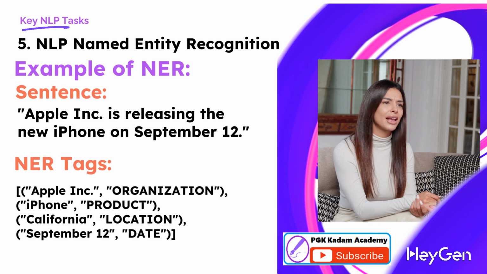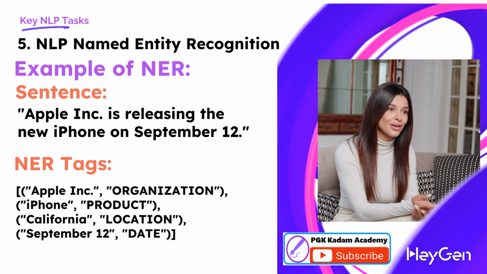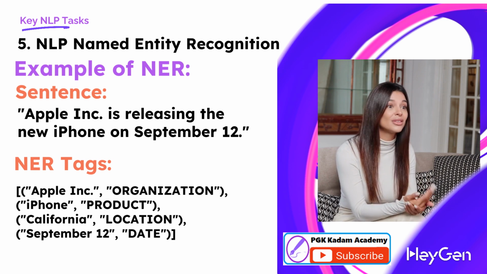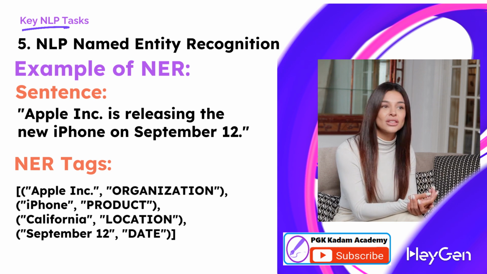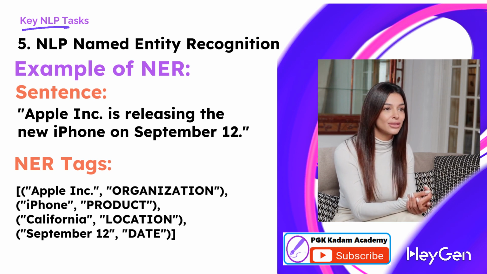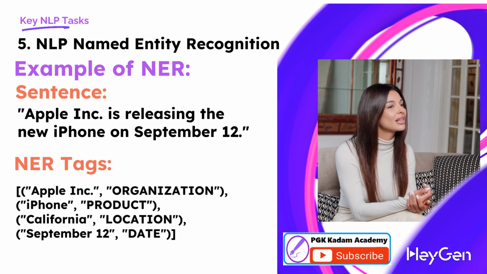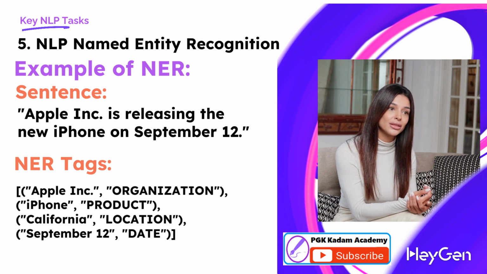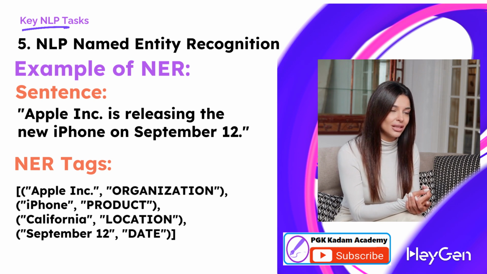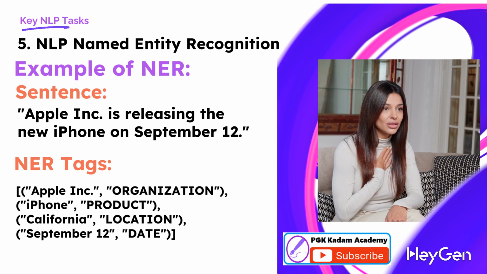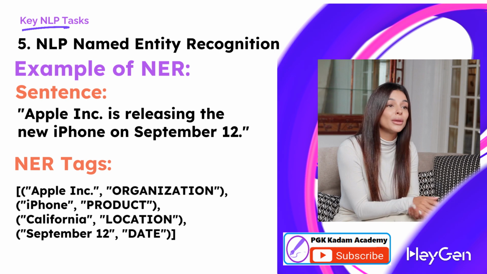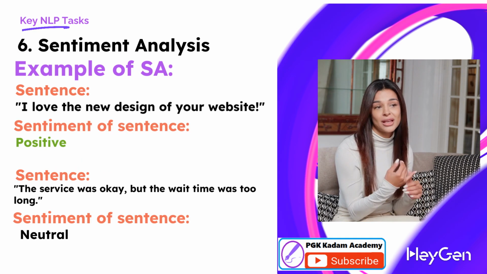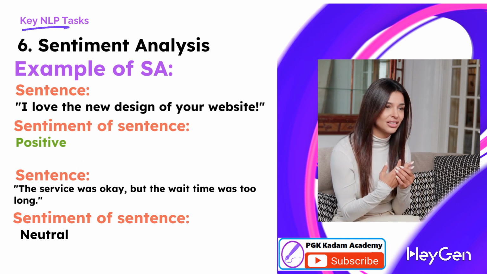Next key task of NLP: named entity recognition. NER is identifying names, dates, and locations, and classifies entities in text into predefined categories. Example of NER, see the sentence: Apple Inc. is releasing the new iPhone on September 12th. NER tags: Apple Inc. is an organization. iPhone is a product. California shows a location. September 12th shows a date.